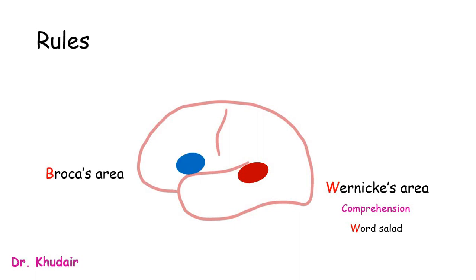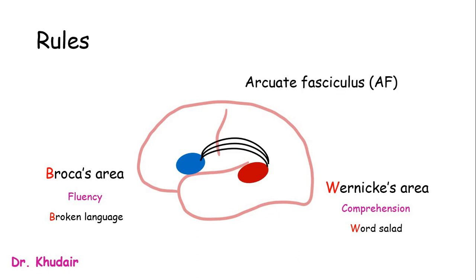Next, we have Broca's area, which is in the frontal lobe. And recall that the frontal lobe has the motor function, and hence Broca's area will be involved in the production of language, or the fluency. And damage to Broca's area will result in broken language, and the patient will be frustrated because they don't understand what they are saying. Lastly, we have some fibers that connect Wernicke's and Broca's area, and we call them the arcuate fasciculus, and hence its function is conduction.